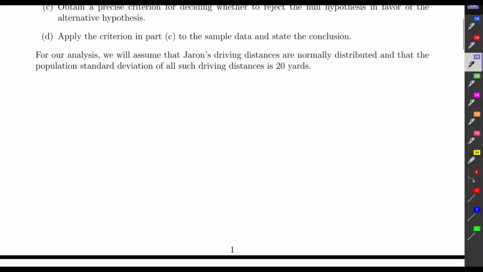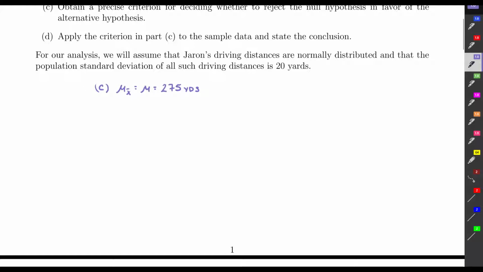But part C says to obtain a precise criterion for deciding whether to reject the null hypothesis in favor of the alternative hypothesis. And we are going to calculate a z-score, but first we need to make some concessions here and establish a few values. So we're looking at part C, and we know that mu sub x bar and mu, we're testing to see if those are true. So we're going to say that that's 275 yards.